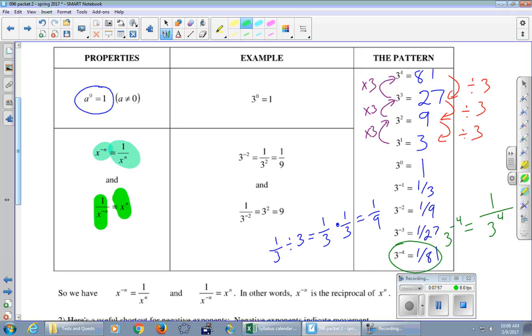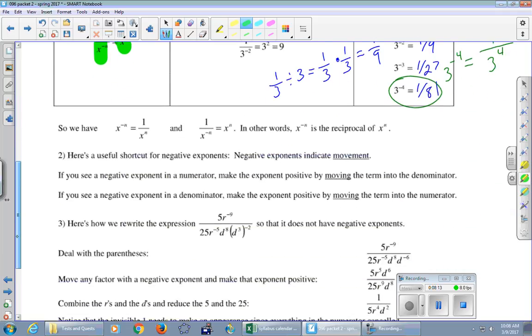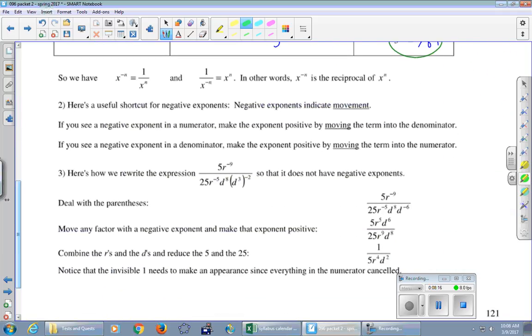So 2 examples over here. If you see 3 to the -2, you just say, oh, that's 1 over 3 to the +2, which is 1/9. And then if there's a 3 to the -2 on the bottom, you'll bring it upstairs and make it a positive exponent. So that's the same as 3 squared, which is 9. All right, little shortcut for negative exponents. Negative exponents indicate movement. If you see a negative exponent in a numerator, you make the exponent positive by moving that particular term to the denominator. If you see a negative exponent in the denominator, you make it positive by moving the term into the numerator.